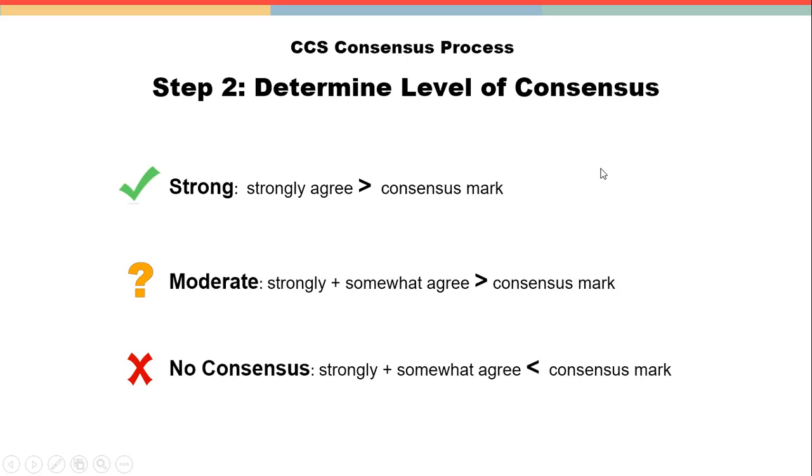There is strong consensus when the strongly agree exceeds the consensus mark. In this case, the recommendation is considered final and approved. No review or revision is required. When there is moderate consensus, when the somewhat agree plus the strongly agree exceeds the consensus mark, in this case, the panel needs to review and address the comments. There is no consensus when the somewhat agree and the strongly agree are less than the consensus mark. In this case, significant review, discussion, and revision is required.